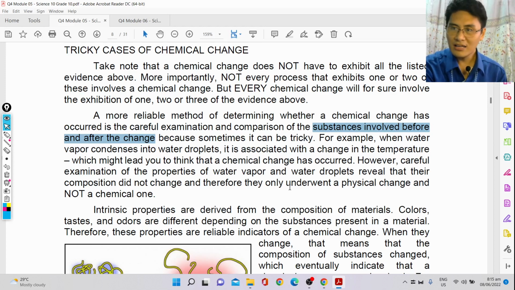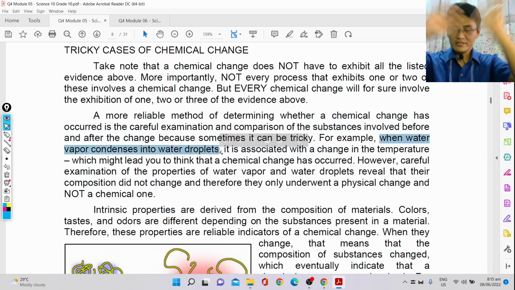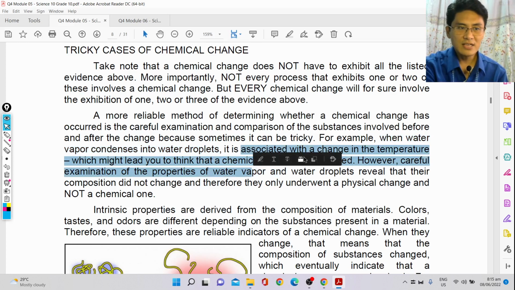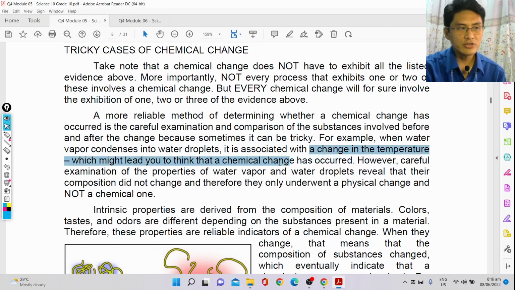Because there are a lot of things that are tricky. For example, when water vapor condenses into water droplets, it changes in temperature, right? In fact, this is how we do cooling things. We let certain water vapor absorb the heat. I mean, we direct the process like that so that we can have a transfer of energy, and that transferred energy translates into a change in temperature.